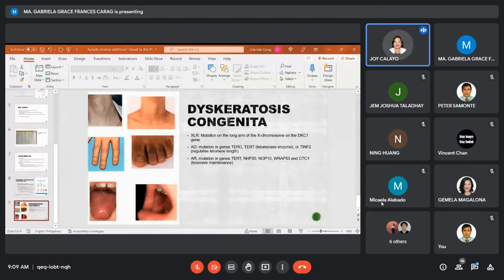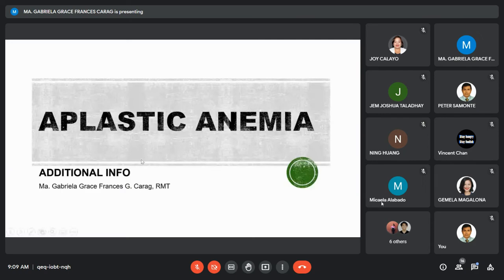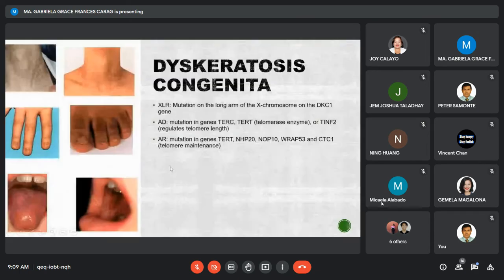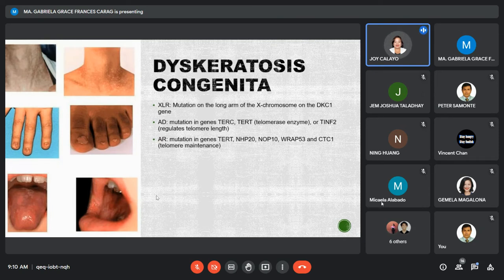Can you go back to the last slide? Here, ma'am. Okay, so based on this slide, you have three inheritance patterns, right? So you have the X-linked. This one is recessive. Is it recessive? Yes. And then you have autosomal, one dominant and one recessive.